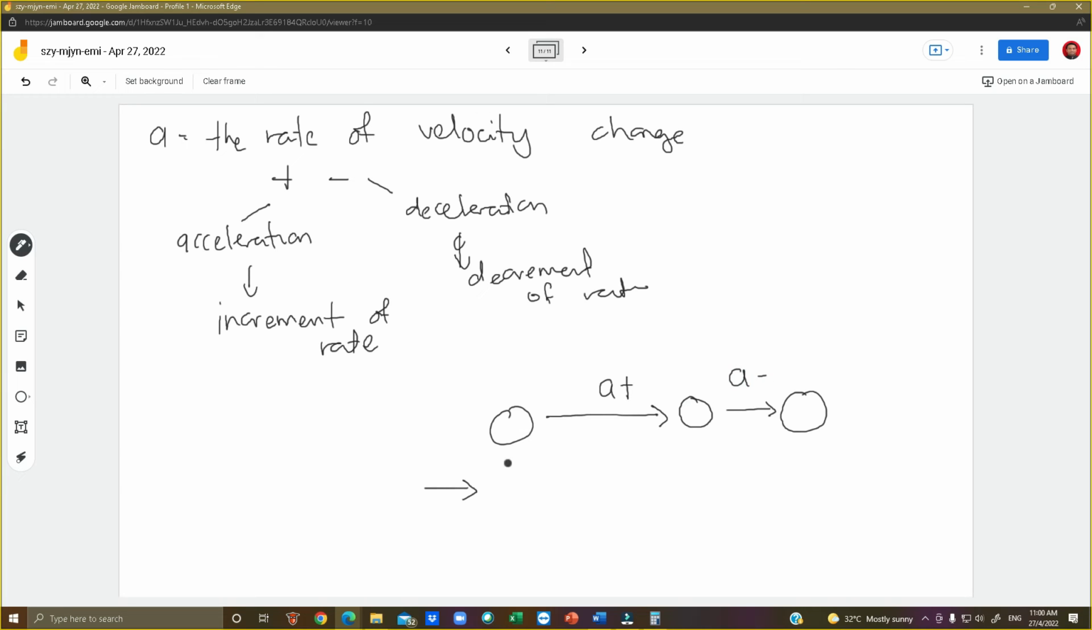Means if the ball, okay, let's say the ball starts at 2 meter per second. After acceleration, it will become 8 meter per second. After deceleration, it becomes slower, 5 meter per second. This is the case of acceleration.